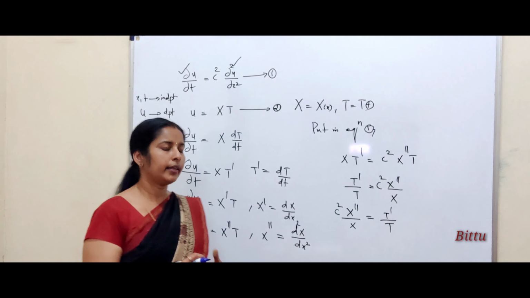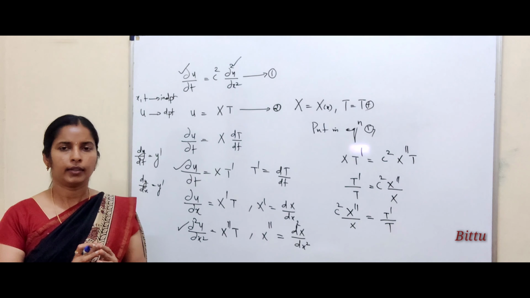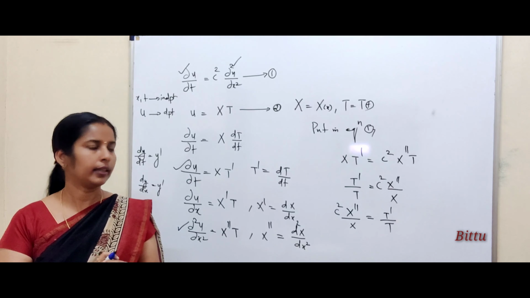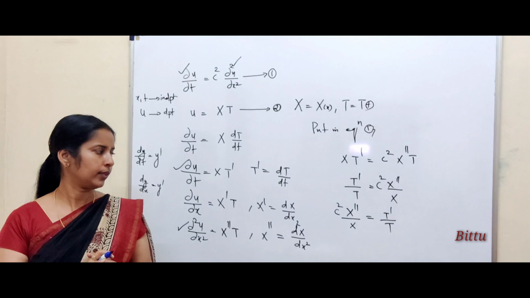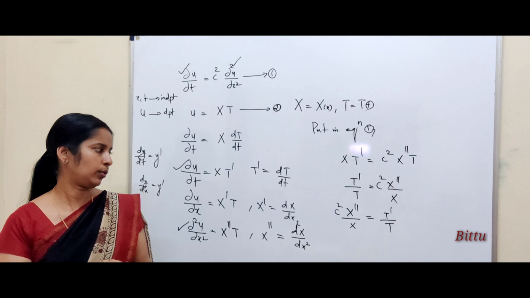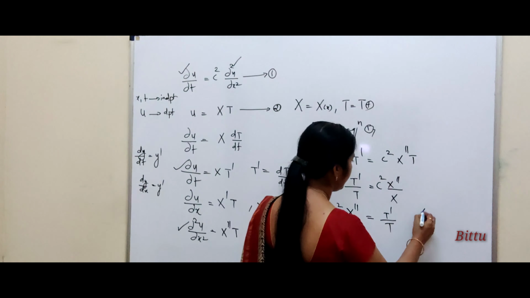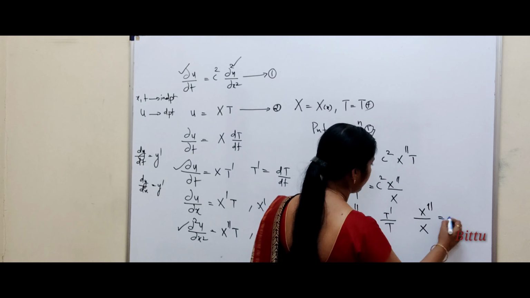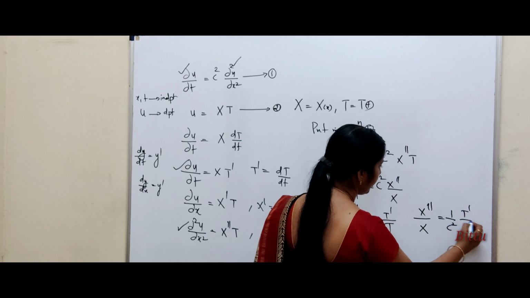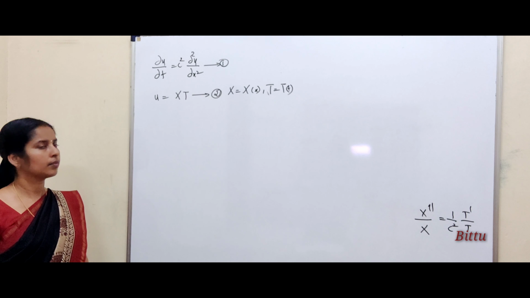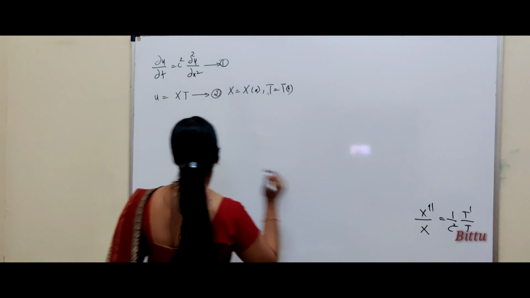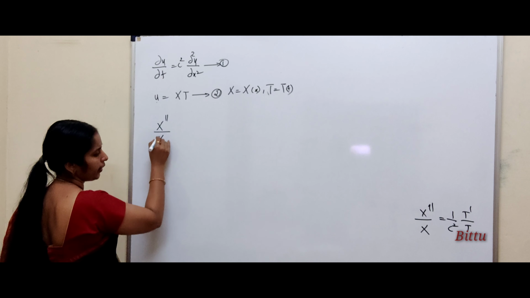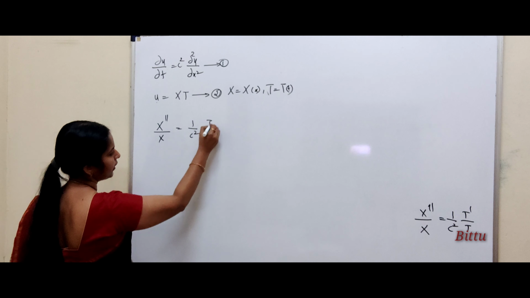Here finally we find a standard solution for the heat equation. So we have to keep c² together with the T. So we have to write it as X double dash by X = 1/c² T dash by T. So by substituting the assumed solution u in 1, we got X double dash by X = 1/c² T dash by T.